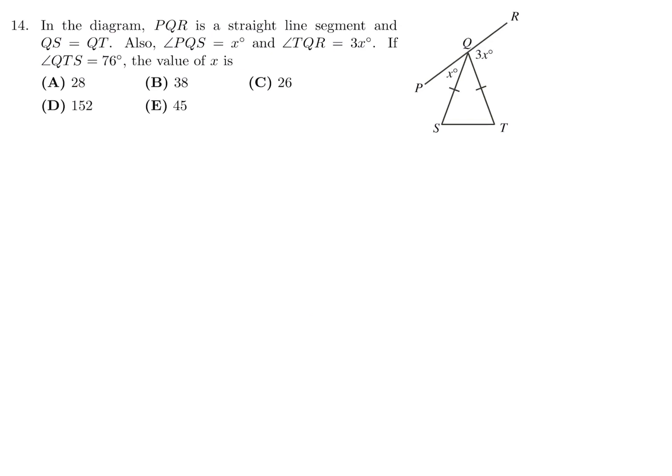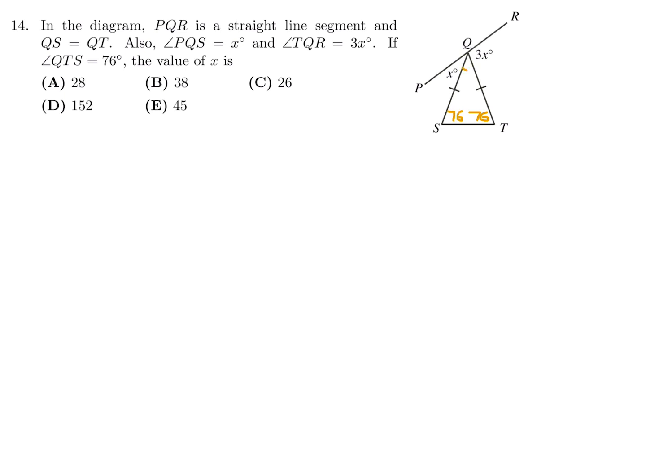In this diagram, PQR is a straight line segment and QS is equal to QT. Also, PQS is x, TQR is 3x. If QTS is 76, the value of x is... Okay. QTS is 76, so that's this angle right here. So they're saying that is 76. Well, this is an isosceles triangle. That means this angle is the same as this angle. So if that's 76, this is 76 also.